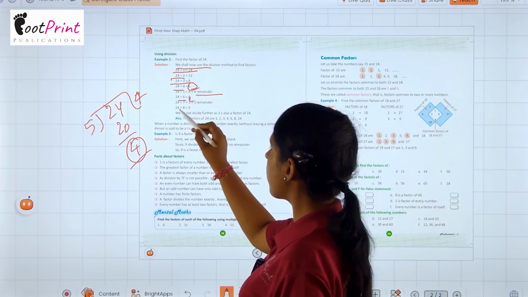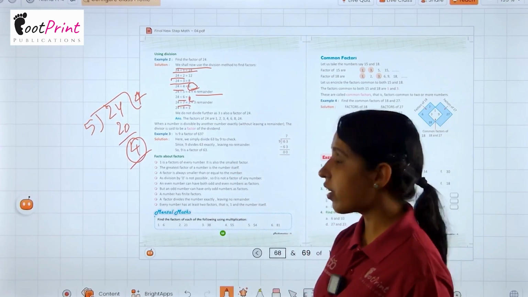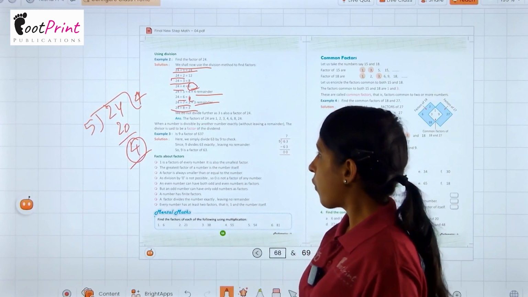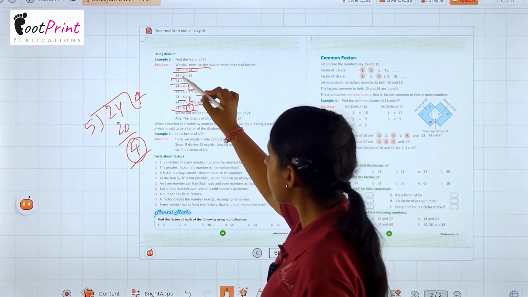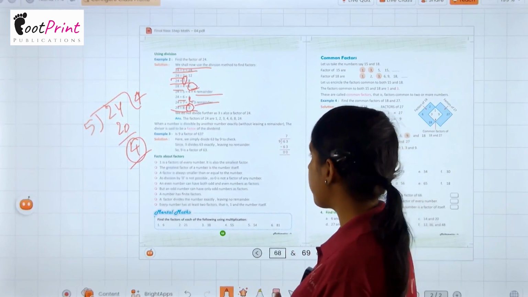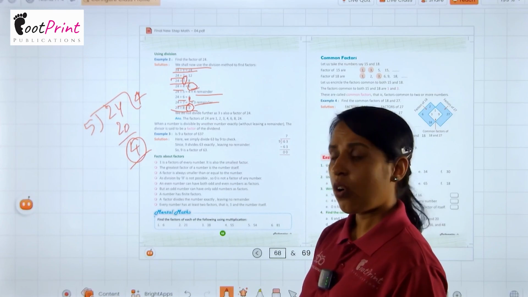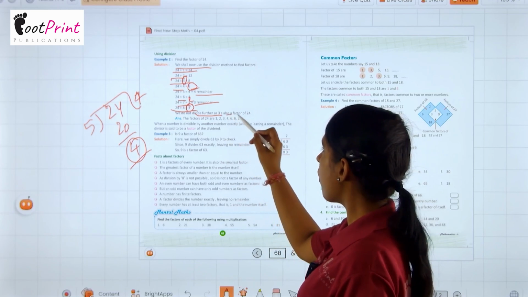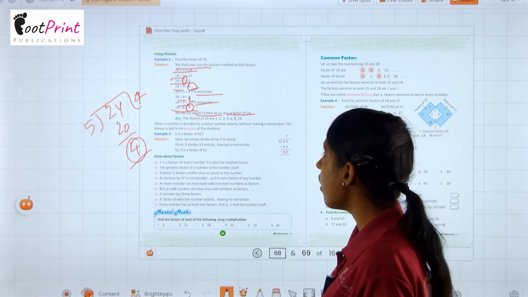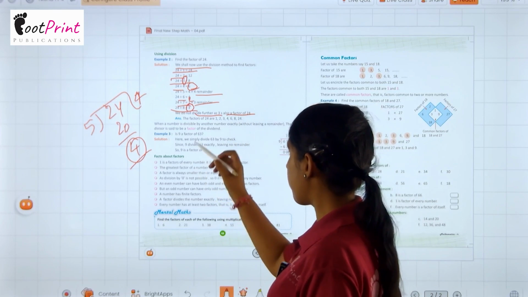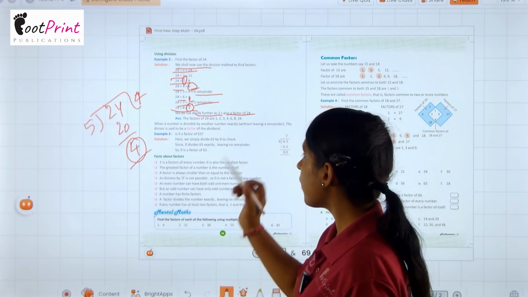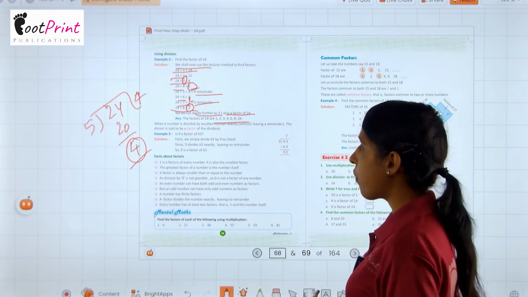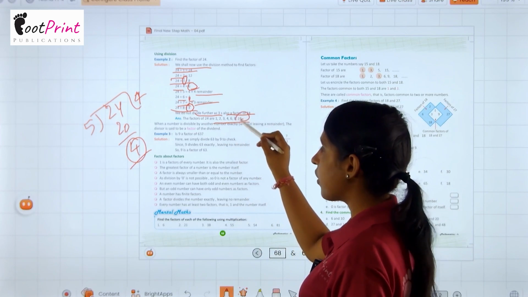6 4s are 24, 7 3s are 21, and 3 will become the remainder also. 8 3s are 24. Now 3 is the answer here and 3 is also a multiple here. So we don't divide further, because 3 is also a factor of 24. So we can write the factors of 24 are 1, 2, 3, 4, 6, 8, 12 and 24.